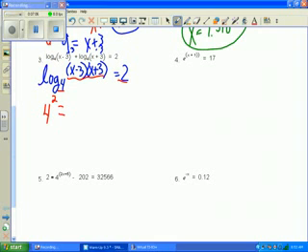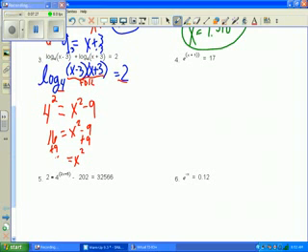So 4 squared equals, and I'm going to go ahead and FOIL this out and do it a step at a time. x squared minus 9. Okay? And you can solve that from there. So I've got 16 equals x squared minus 9. And add that 9 over. x squared equals 25. How are you going to solve that for the x? Take the square root. And it is plus or minus 5.